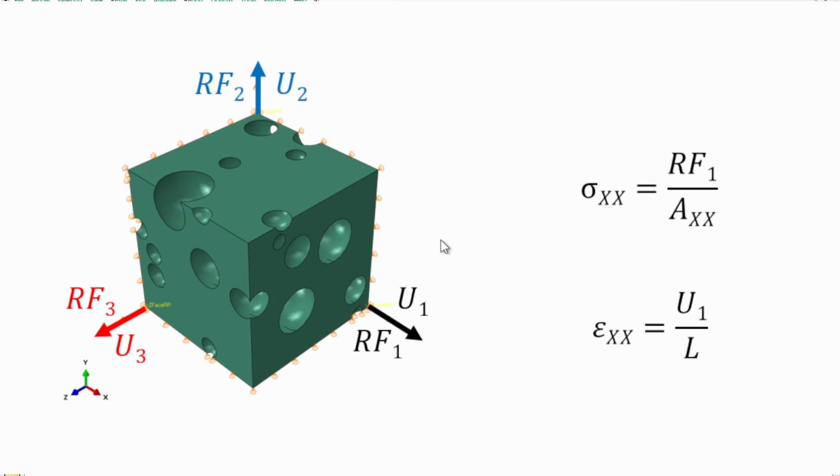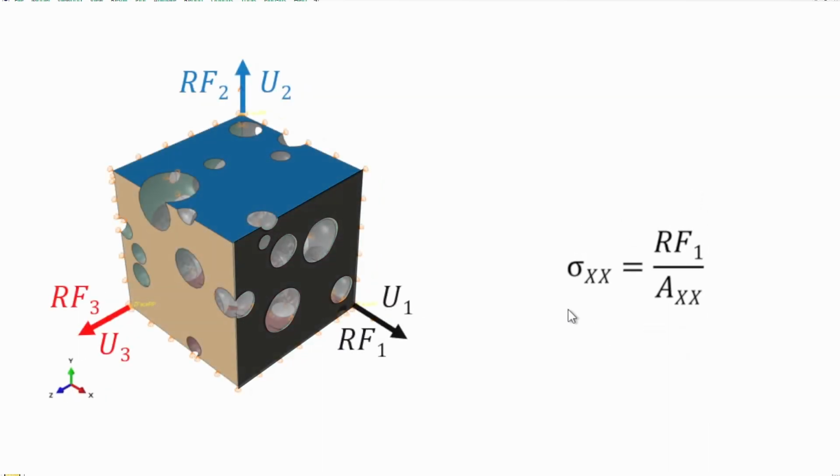With that information, for example, for the x-axis case, I can define my stress in the x direction to be the reaction force divided by the initial area of that face, and the strain will be the displacement in the one direction divided by the length of the material, which is the edge length in this case. So this is a normal.